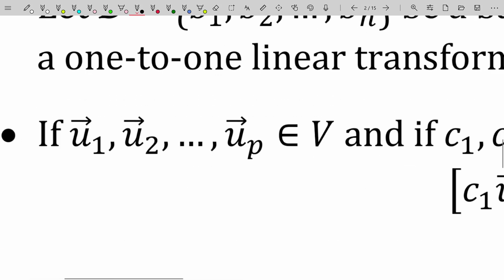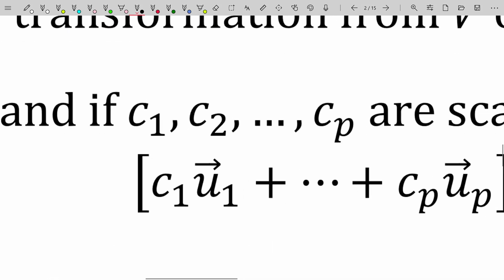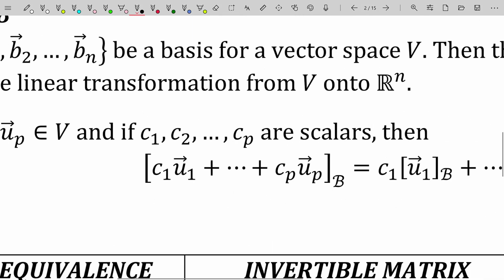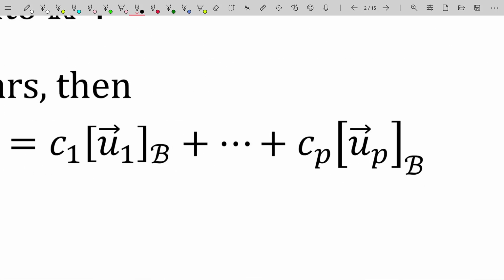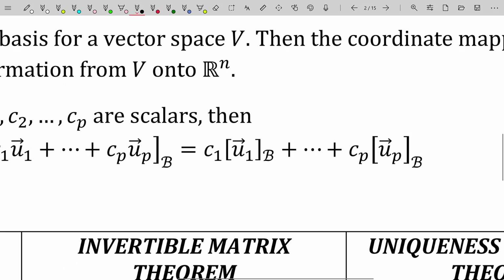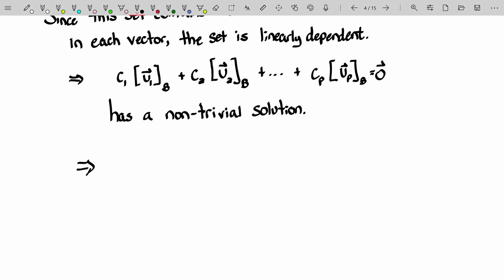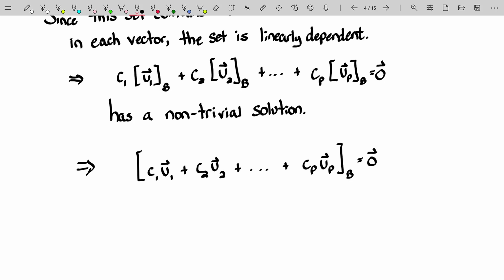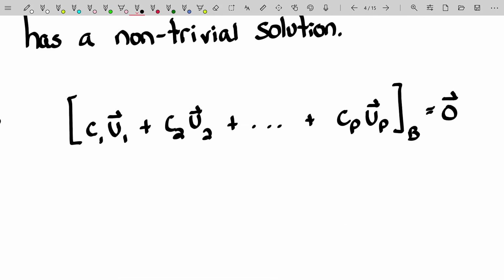If U1 through UP are vectors in a vector space V, and if you have constants C1 through CP that are scalars, then the linear combination C1 times the B coordinate vector of U sub 1 plus all the way down to CP times the B coordinate vector of U sub P is going to be the B coordinate vector of the summation. That is, we can rewrite this equation as the B coordinate vector of the linear combination that we're actually interested in.